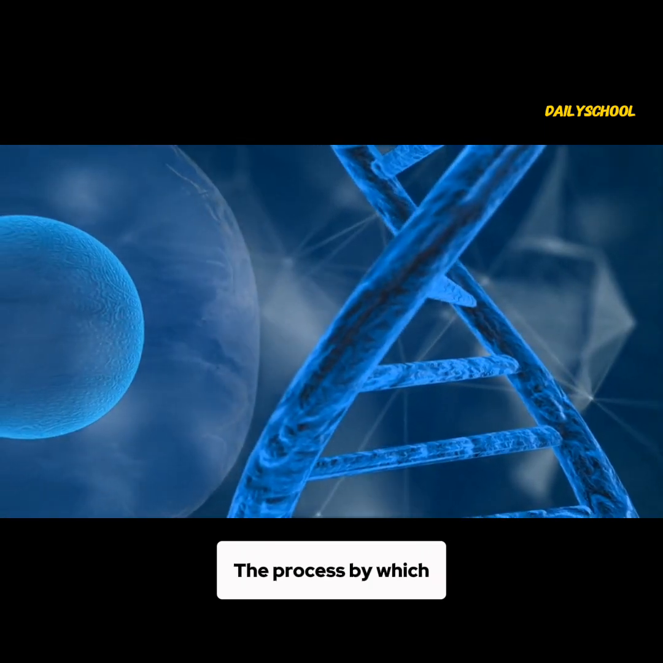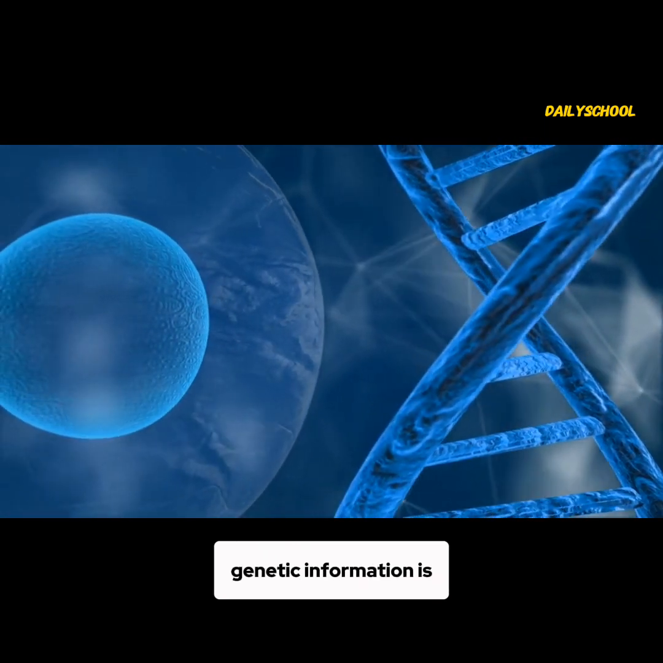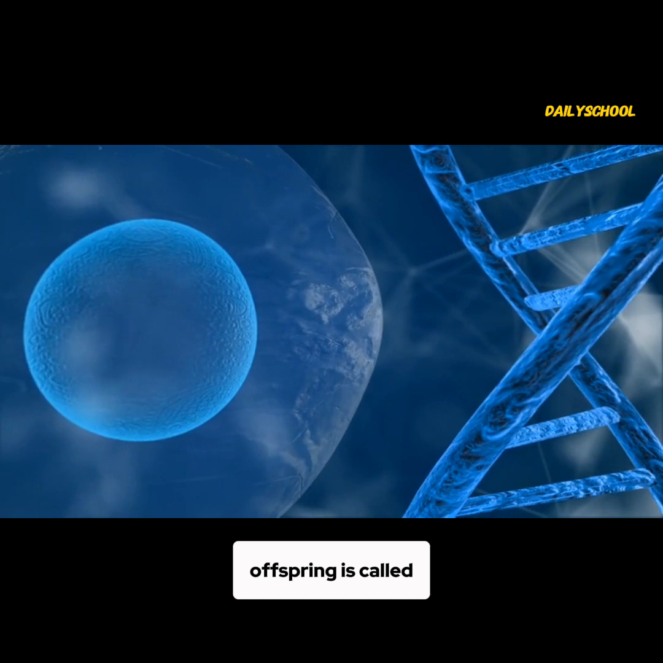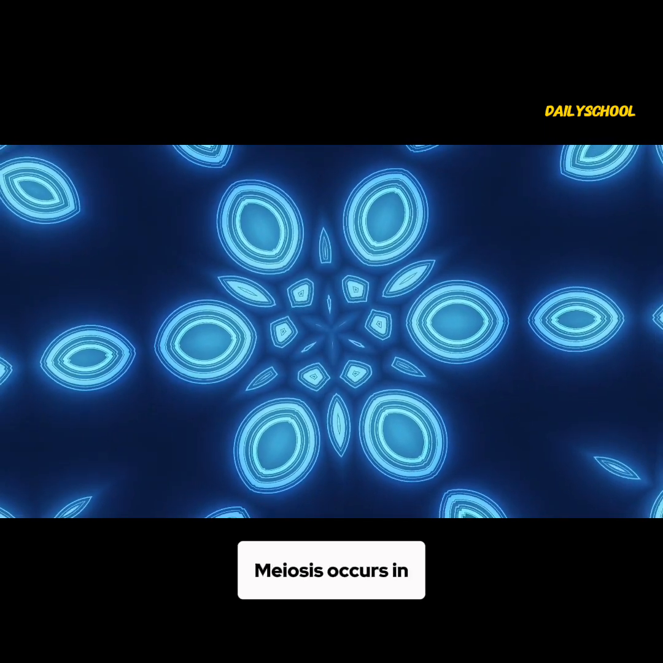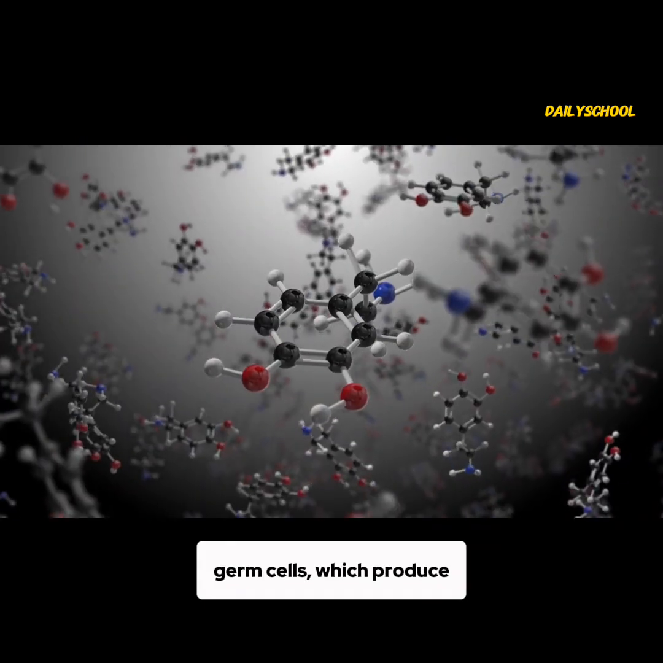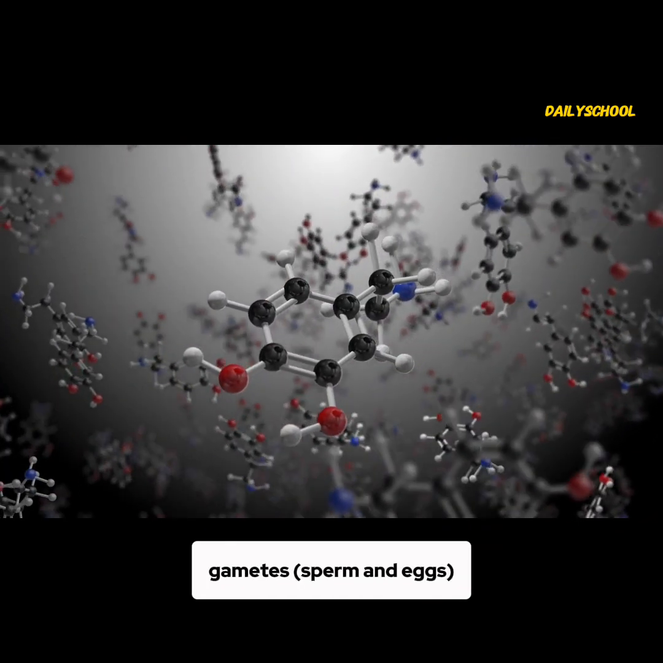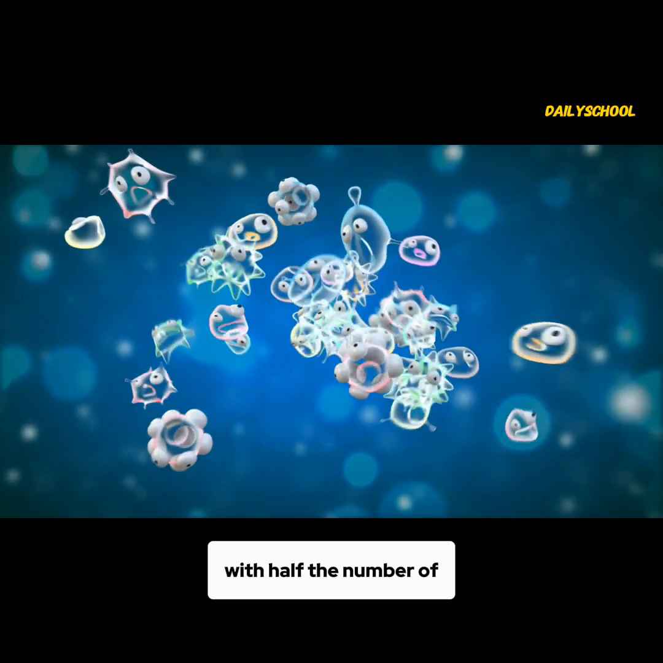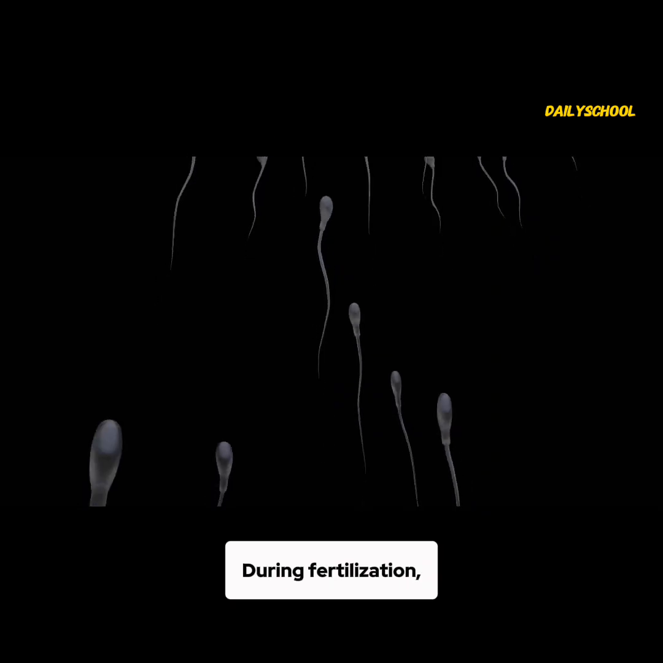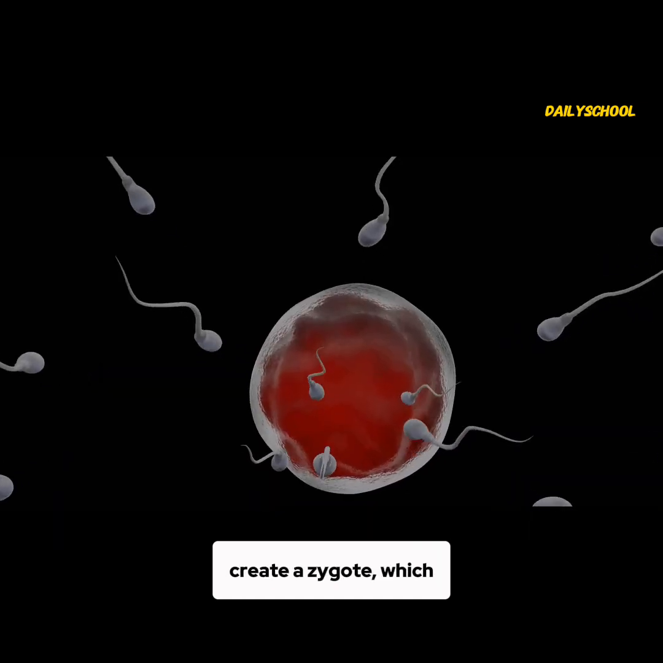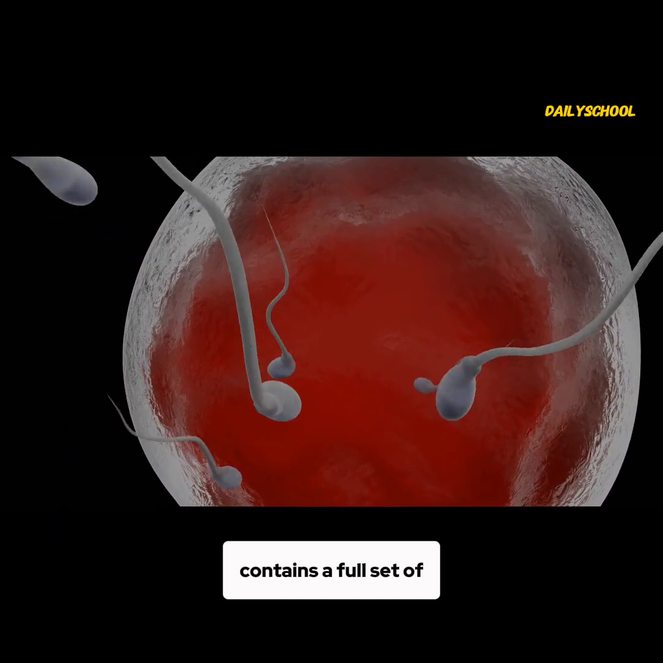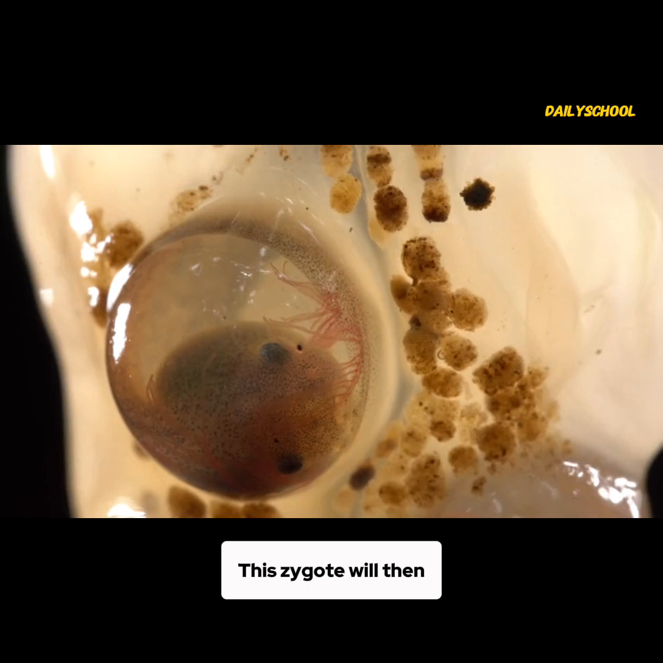The process by which genetic information is transmitted from parent to offspring is called meiosis and fertilization. Meiosis occurs in specialized cells called germ cells, which produce gametes, sperm and eggs, with half the number of chromosomes as the parent cell. During fertilization, a sperm cell and an egg cell combine to create a zygote, which contains a full set of chromosomes. This zygote will then divide and develop into a new organism.